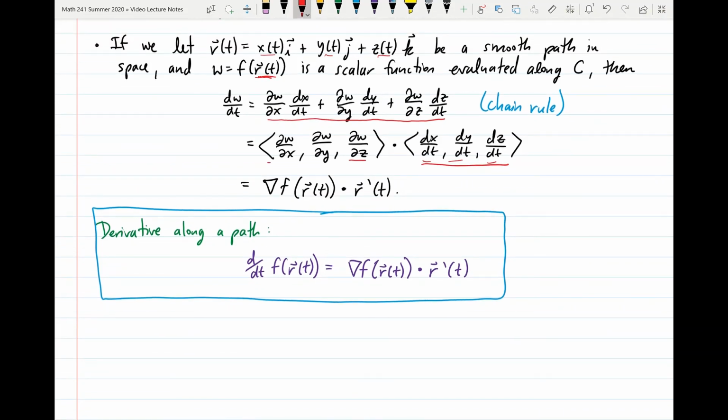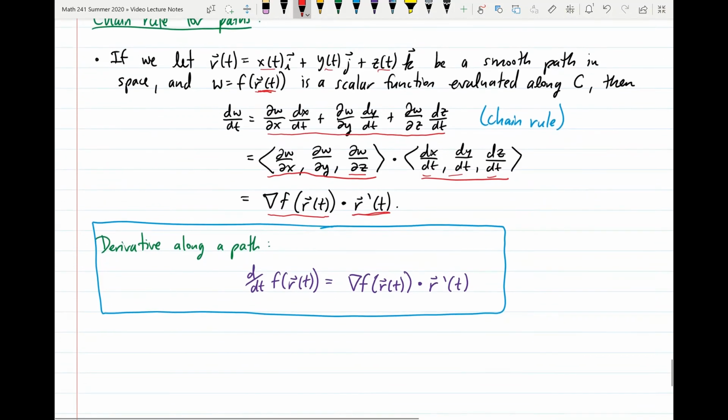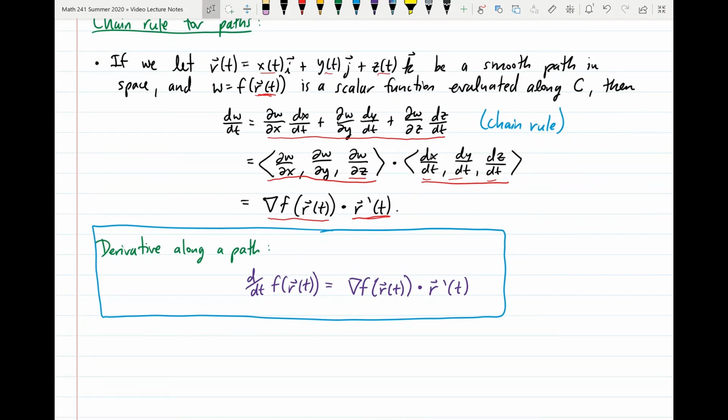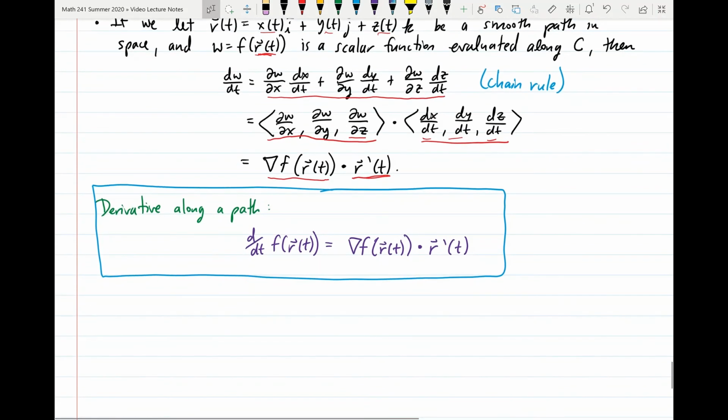And the vector on the left-hand side of the dot product is going to be the gradient of f. And so ultimately we can write that the derivative of w with respect to t is equal to the gradient of f of r(t), where again r(t) is the curve, dot product with r prime of t. So this is actually going to be another way to write the chain rule for paths that are described by vector valued functions r.